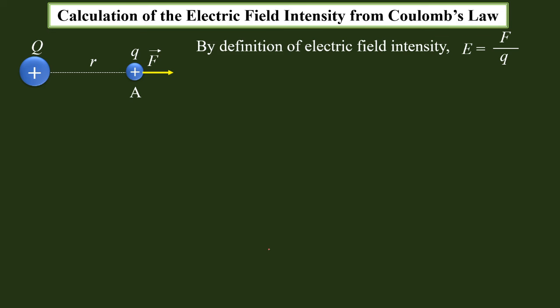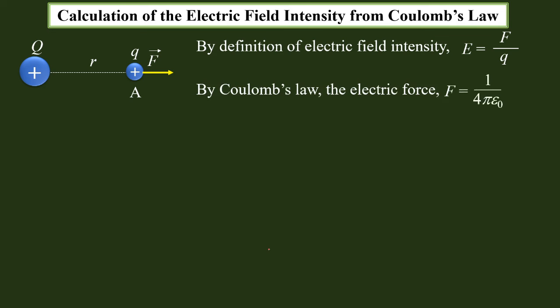distance between them. Here, capital Q is the source charge and small q is the charge in the field. By Coulomb's law, the electric force F is equal to 1 divided by 4 pi epsilon naught, capital Q and small q divided by R square. Now, E is equal to F by q, where F is the electric force from Coulomb's law.